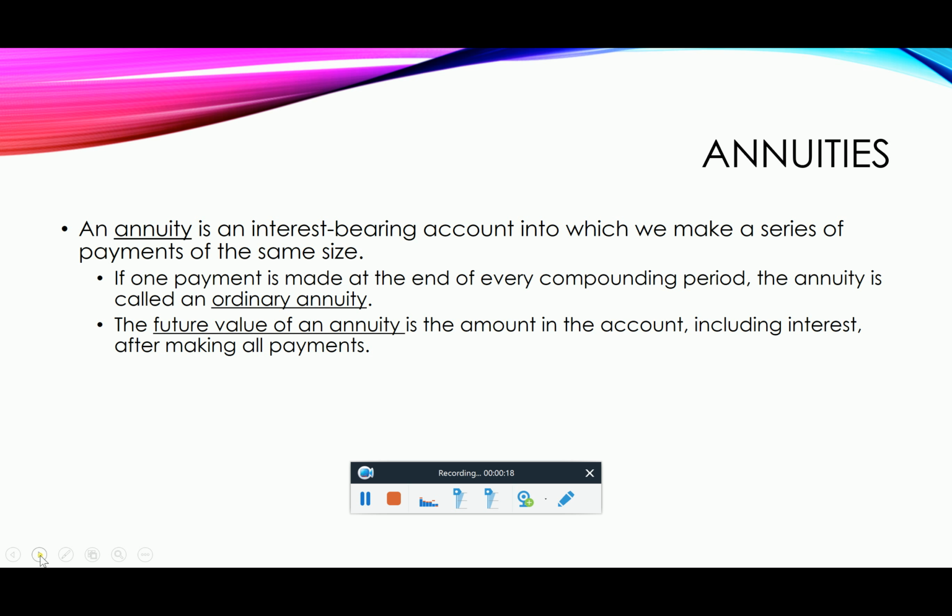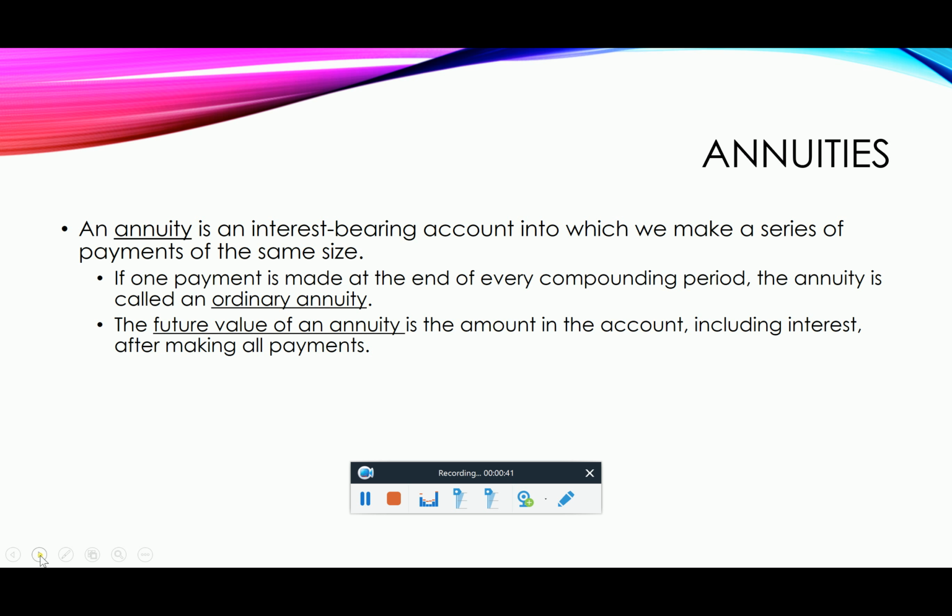So an annuity is an interest-bearing account to which you're going to make a series of payments of the same size, like every month. An ordinary annuity is if one payment is made at the end of every compounding period. So you're going to still see the word compound in here, but it's going to be a monthly payment, or however many compound periods the payment is.